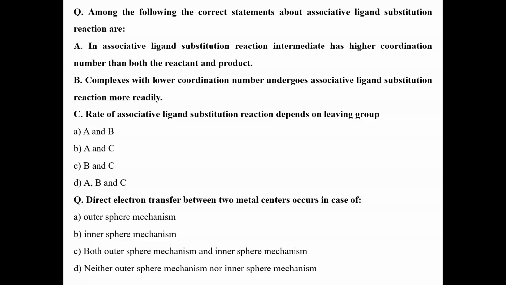And the second is direct electron transfer. You have to identify in which case you will observe the direct electron transfer, whether it will be outer sphere mechanism or inner sphere mechanism. Basically, in an inner sphere mechanism, you need a bridging ligand between the two complexes, but in case of outer sphere, it is not required. So I have given you the answer already. So you just choose the right option and let me know.